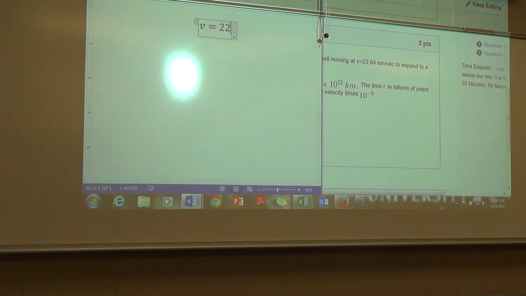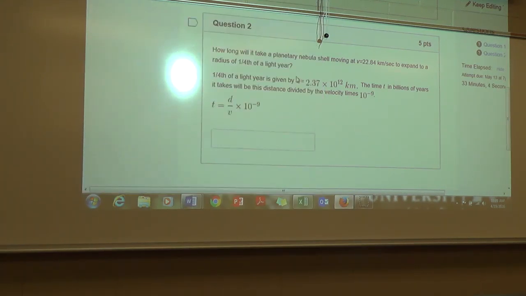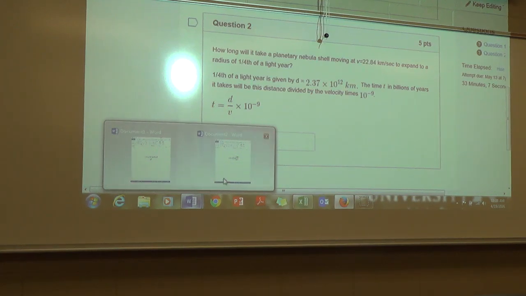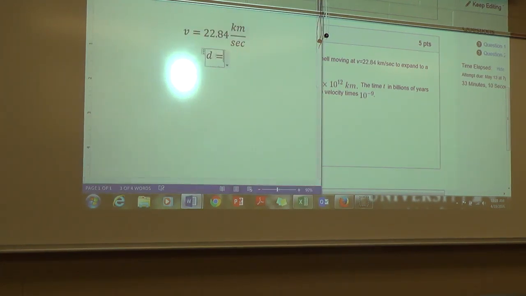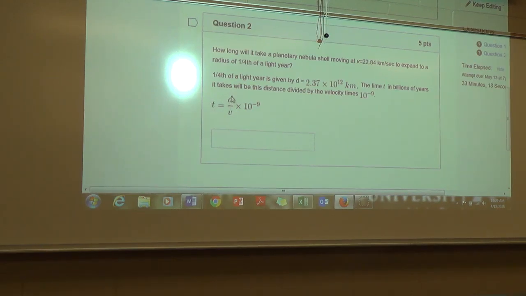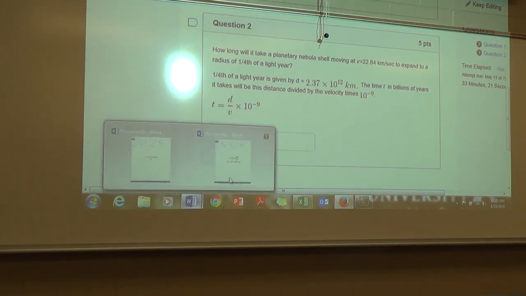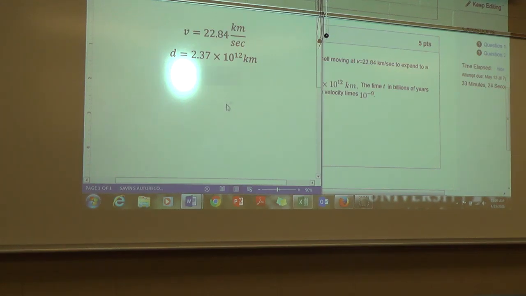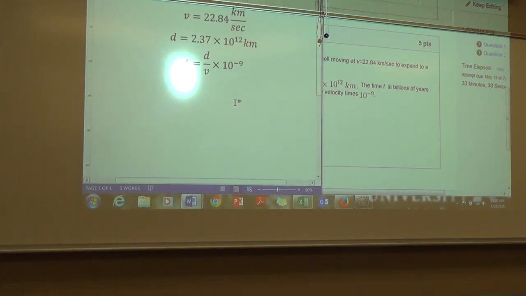Velocity, 22.84 kilometers per second. We have our distance, 2.37 times 10 to the 12 kilometers. And we have a formula, T equals D over V times 10 to the minus 9. That might make it easier, right?